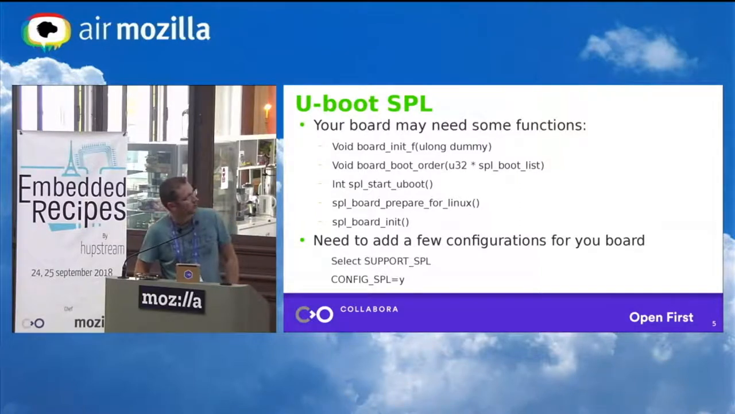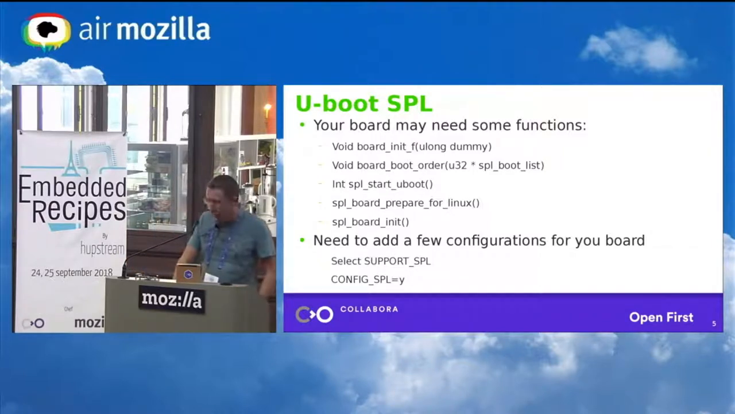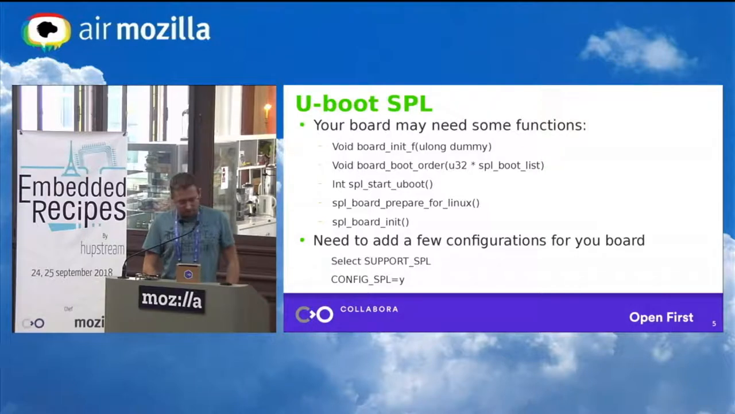In order to support U-Boot SPL, you have to do more things like this, but you need to declare some functions depending on what you want to do. I will explain what each function does in the example. It will be easier to understand if you see the code inside. You also have to add some configuration, sometimes in your board configuration or in the defconfig of your board, it depends. And you also have to declare your board. You have to add the select to support SPL to be able to build this mode for your board. I will show you an example just after. I just want to talk a bit about SPL before.